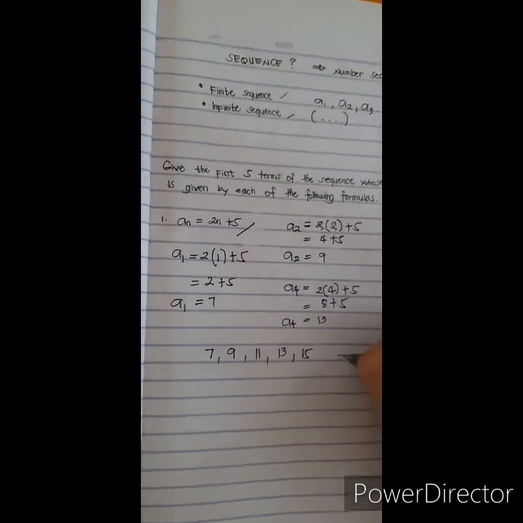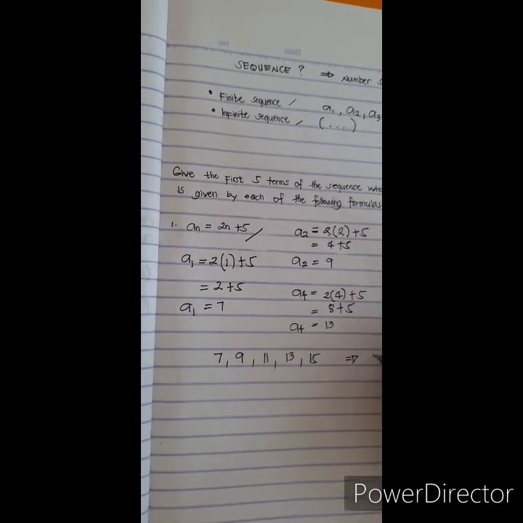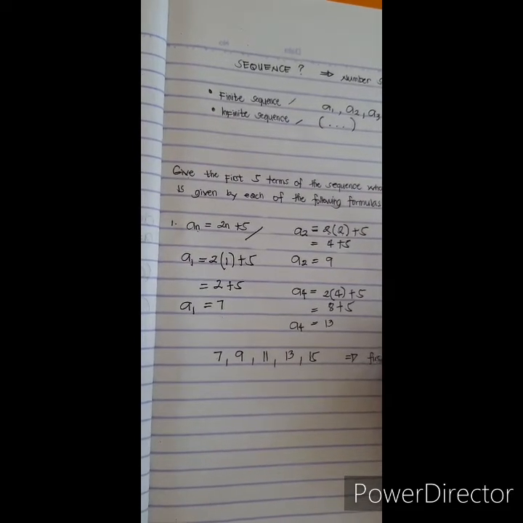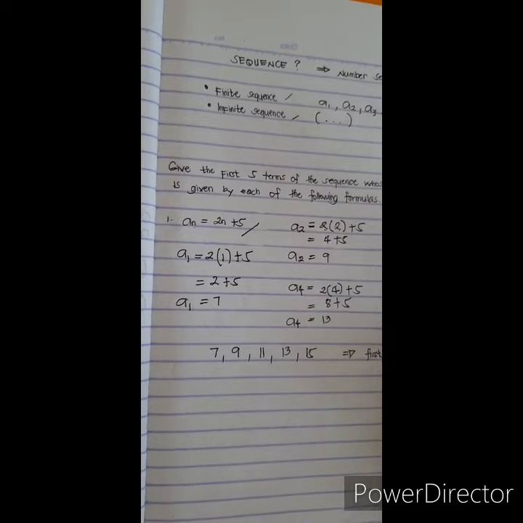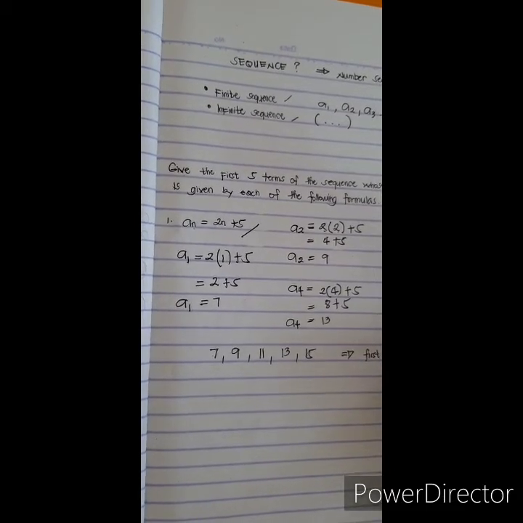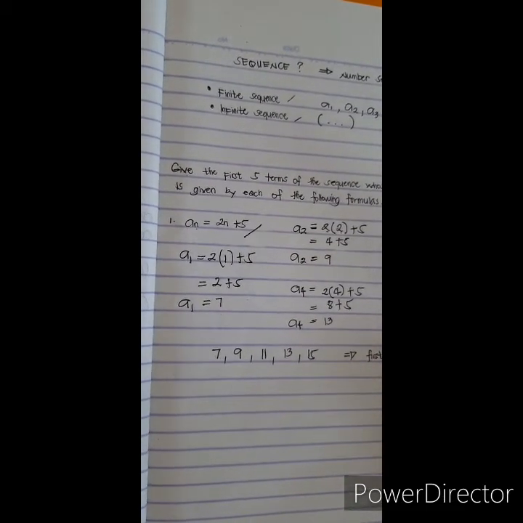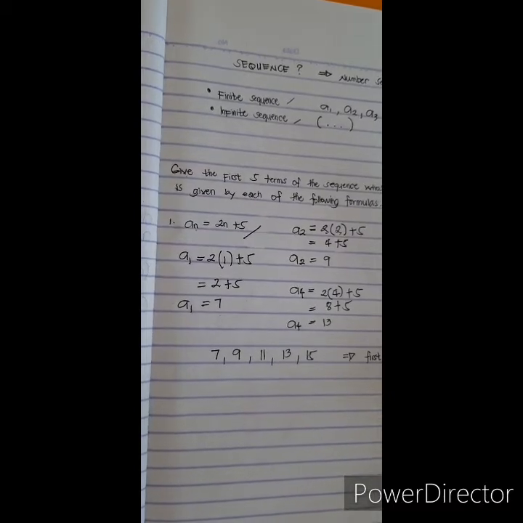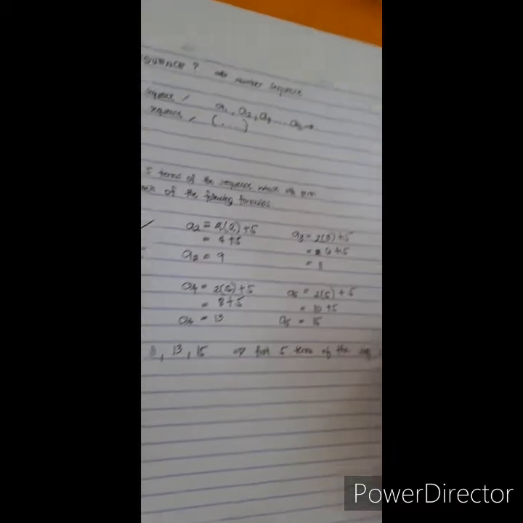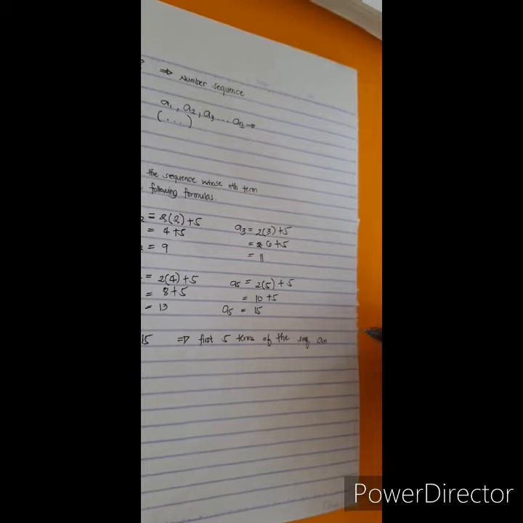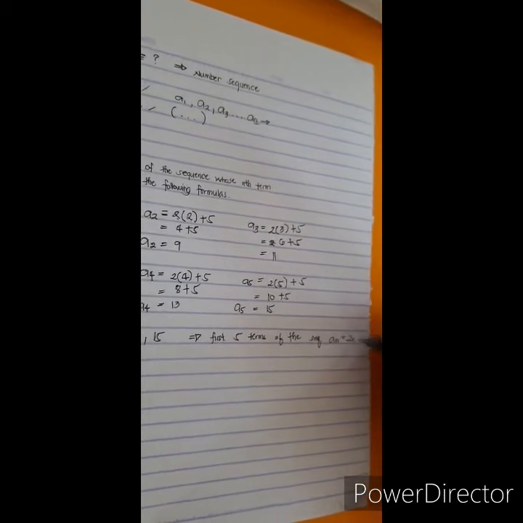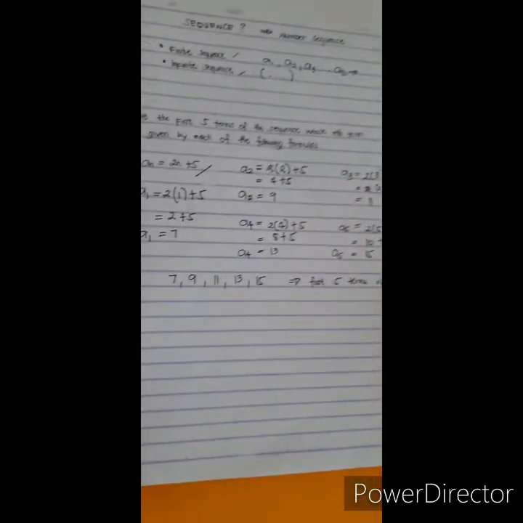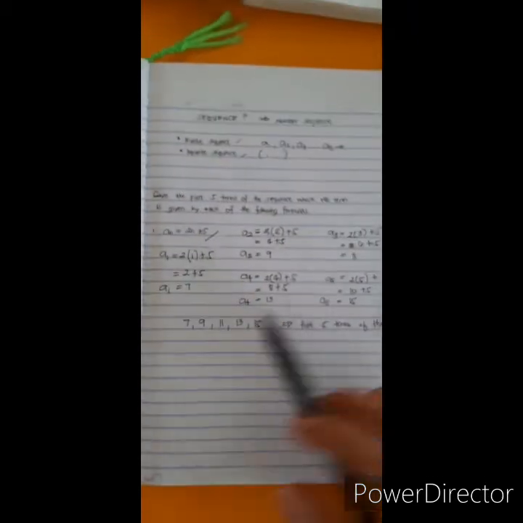So this is now the first 5 terms of the sequence a sub n that is equal to 2n plus 5. So can you determine the pattern of this sequence?